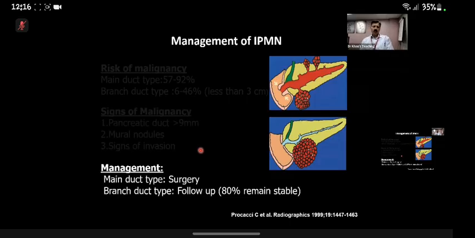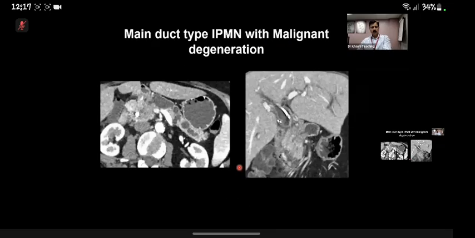For main duct type, surgery can be offered, but I have seen so many patients who have refused surgery because it's a big surgery and you just sit on it. I've seen a case which was diagnosed in 2006, and in 2018, 12 years down the road, it just blew up into malignant transformation. So it's a big subject in pancreatic imaging, how to manage and things like that. Luckily for the 2B world, whatever you need to know, we have covered that.